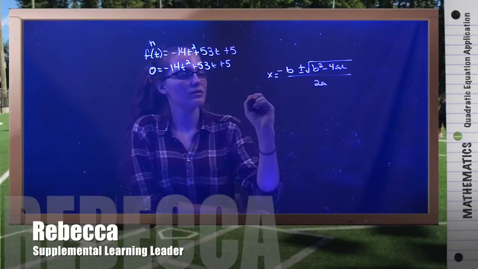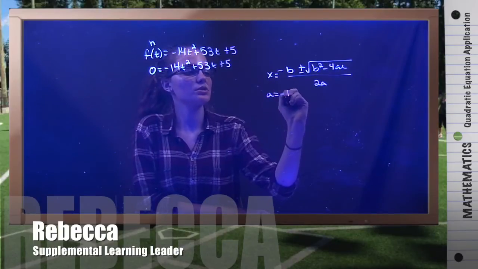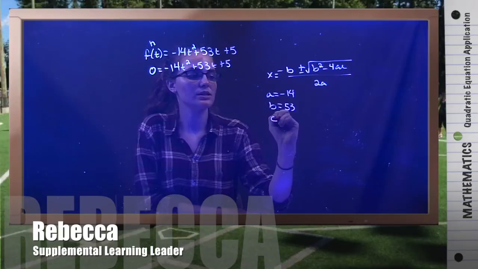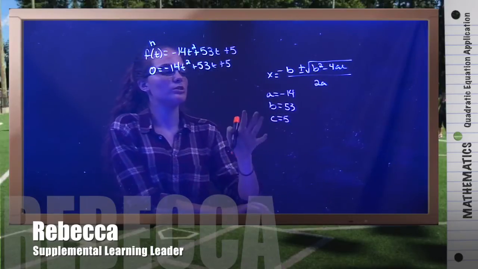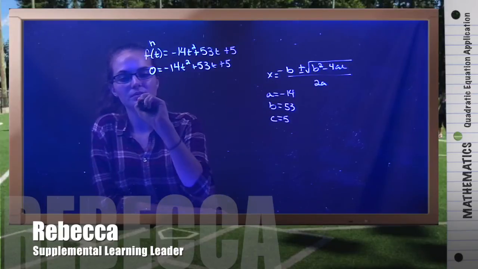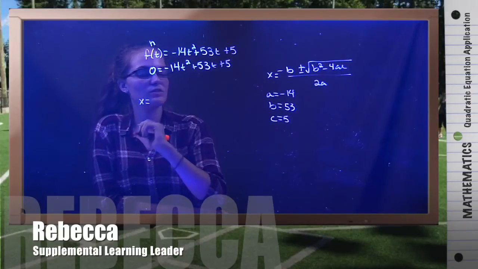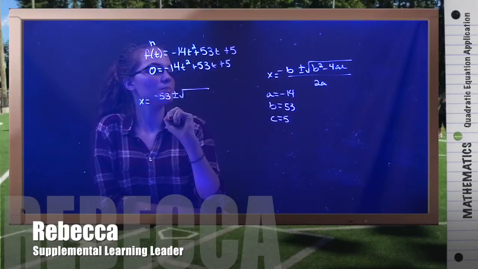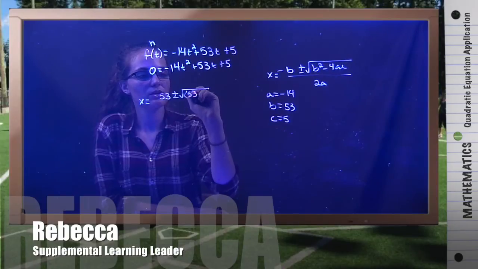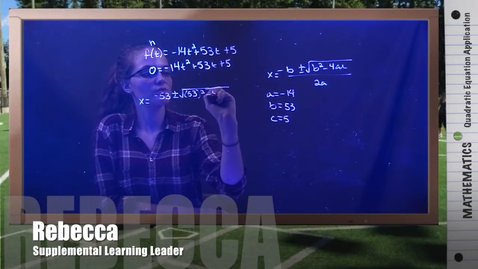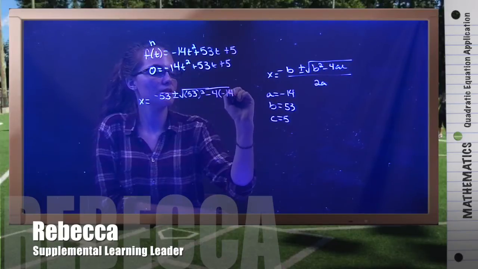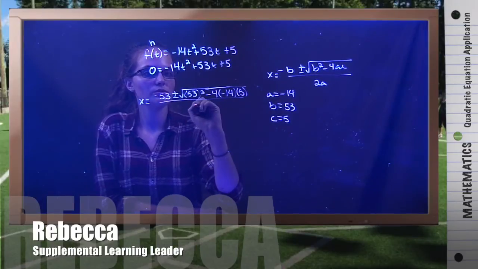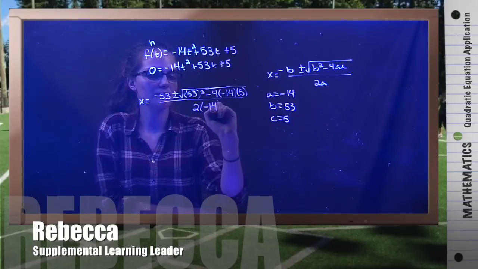And our a is negative 14, our b is 53, and our c is 5. And now we're just going to substitute those values into our formula. So we'll have x equals negative b, which is negative 53, plus or minus the square root of b squared, which is 53 squared, minus 4 times a, which is negative 14, times c, which is 5, all over 2 times a, which is negative 14.